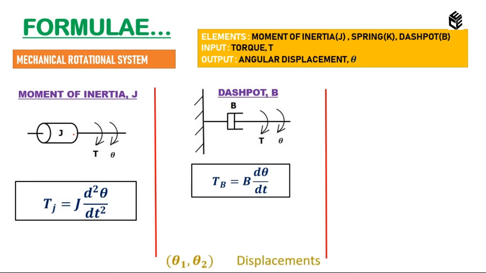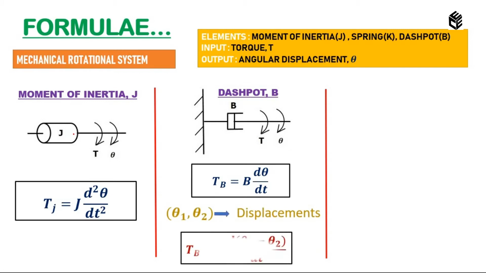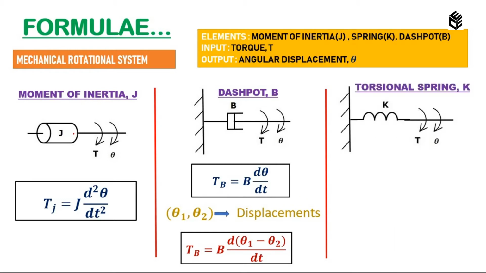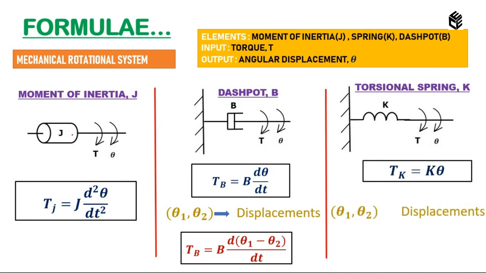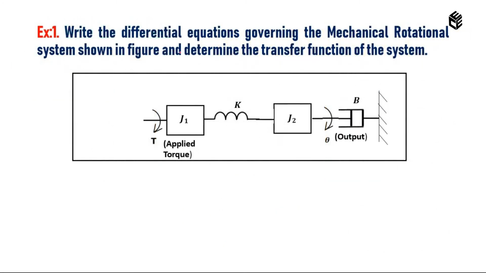The formula related to dashpot is Tb is equal to B into d theta by dt. If we are having two angular displacements theta 1 and theta 2, then the formula for opposing torque is Tb is equal to B into d by dt of theta 1 minus theta 2. Next is a torsional spring. Here the formula related to opposing torque is Tk is equal to K into theta. Similarly, if you are having two displacements theta 1 and theta 2, then the formula is Tk is equal to K into theta 1 minus theta 2. Now let's solve a problem.